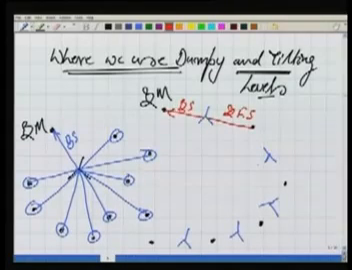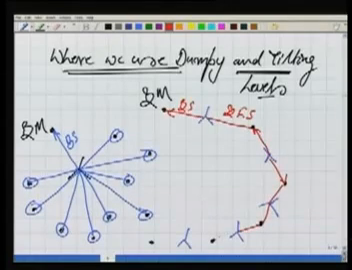Then I change the position of the instrument. Again I take a back sight and a foresight, again a back sight and a foresight, again a back sight and a foresight, and so on.